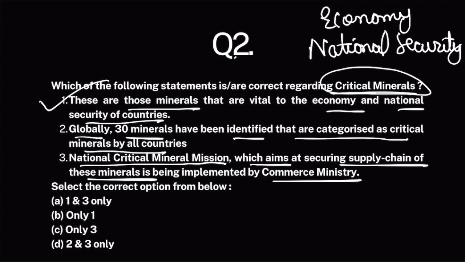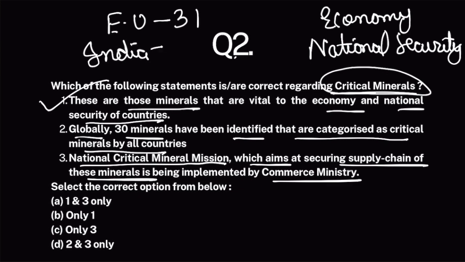Now, the thing is, each country defines what are critical minerals based on its own circumstances. So each country has a different list of critical minerals. USA has identified a few minerals as critical minerals. European Union has identified 31 minerals as critical minerals. India has identified 30 minerals as critical minerals. So there is no global identification. Each country decides itself.